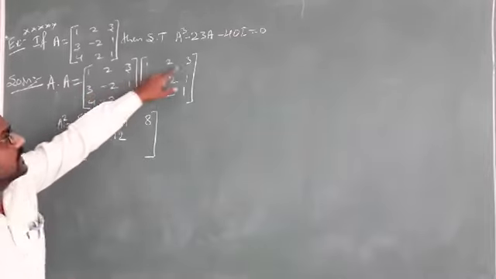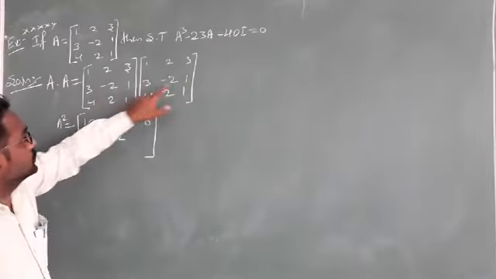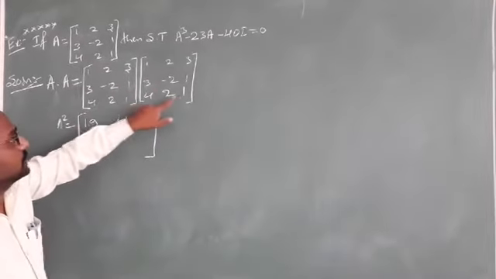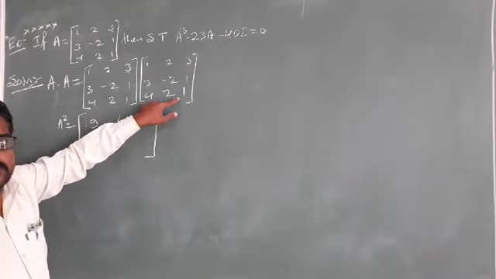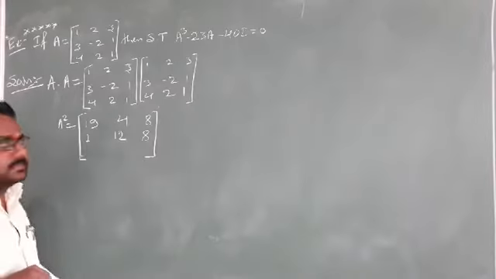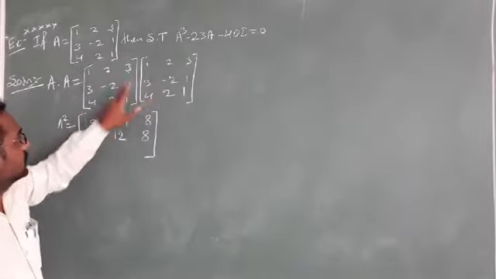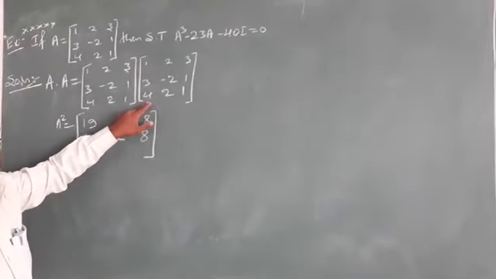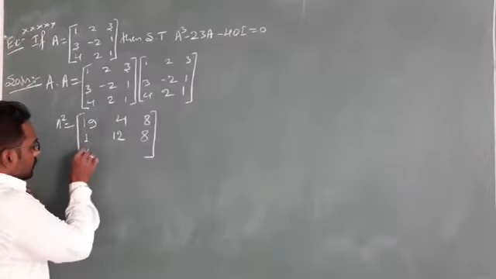Next, 3 into 3, 9. Minus 2 into 1, minus 2. 9 minus 2, 7. 1 into 1, 1. So 7 plus 1, that is 8. Similarly, 4 into 1, 4. 2 into 3, 6. 6 plus 4, 10. 1 into 4, 4. So 10 plus 4, 14.